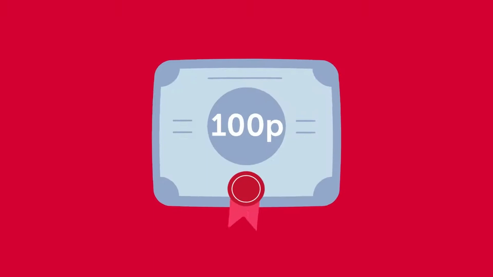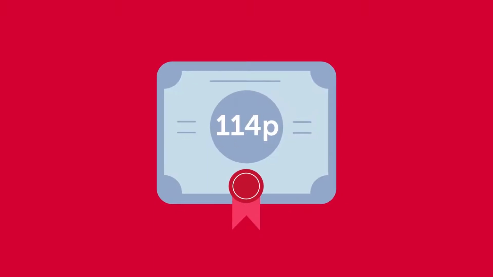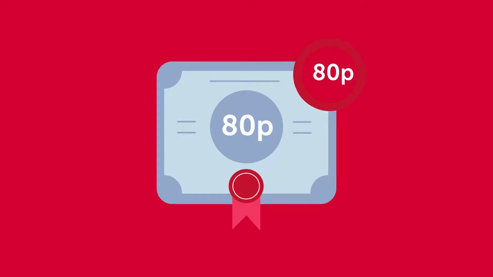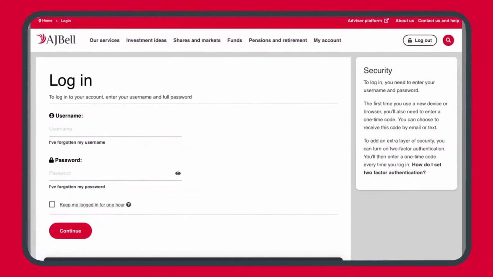For example, let's say you buy a share at £1 and decide you don't want to keep it if it falls by 20% or more. You can do this by setting up a stop loss order with a trigger price of 80p. You can set up a stop loss order for any UK listed share by logging into your AJ Bell Invest account on our website or mobile app.